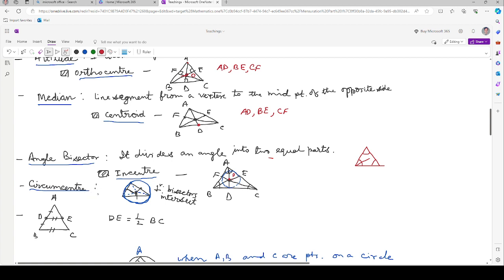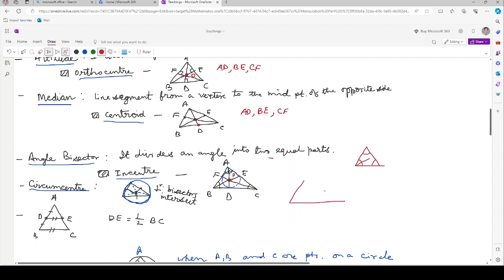What is circumcenter? If the perpendicular bisectors of the sides of a triangle intersect at a common point, that point is known as the circumcenter. I am showing it clearly here.